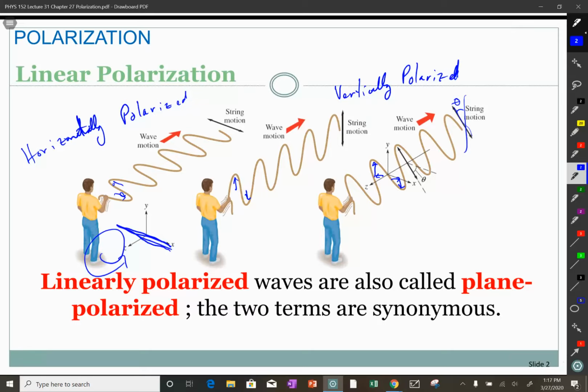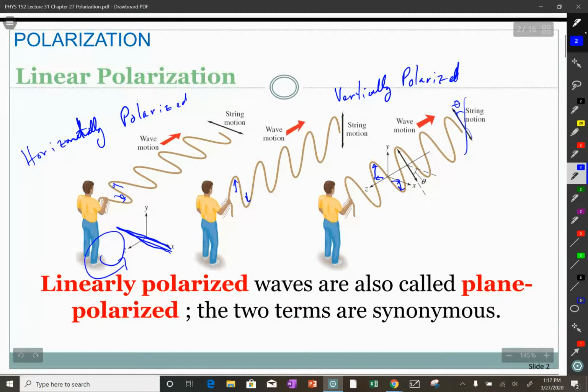Either one would be correct because it has a horizontal component and a vertical component, or it's all in the angle of that theta. So these are examples of plane polarized waves. Remember I said circularly polarized, different things we're not going to talk about. So linearly polarized or plane polarized, same thing.